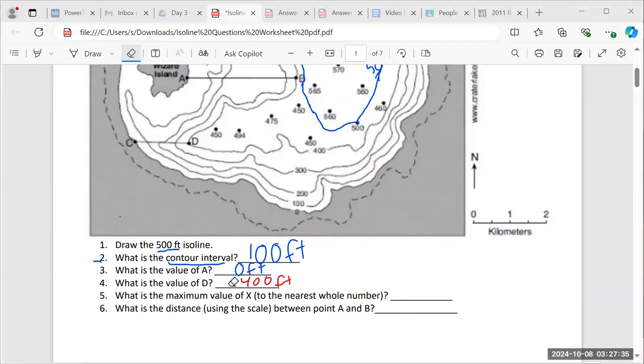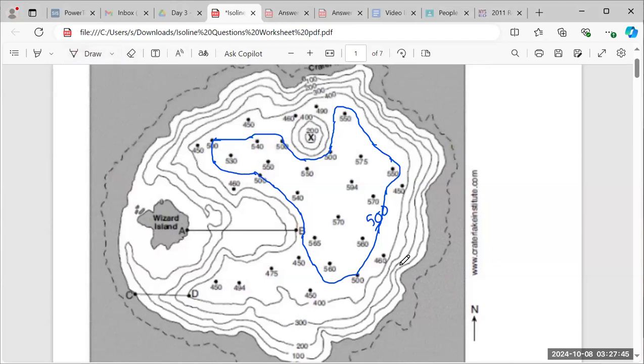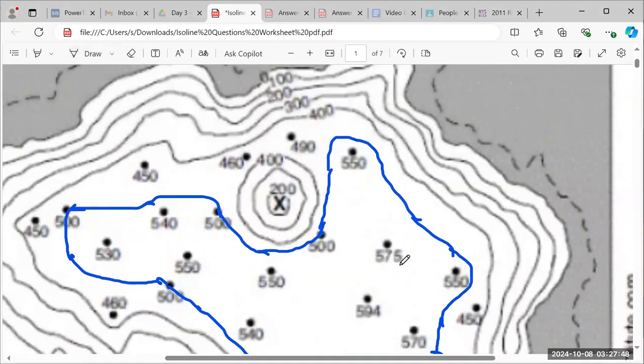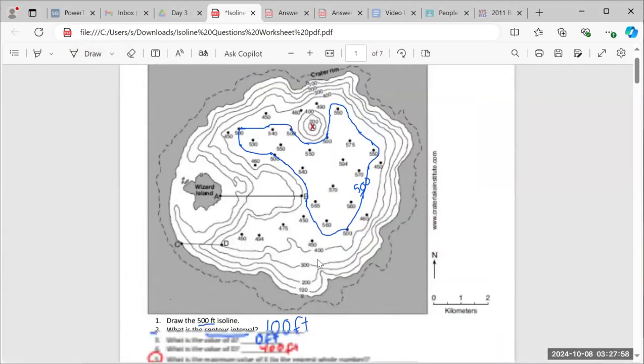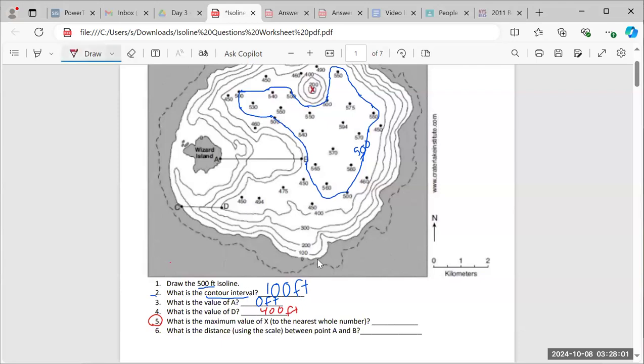All right, we're looking at number 5. What is the maximum value of x to the nearest whole number? When I'm looking, we're talking about right here. What is the maximum value of x right here? Well, one of the things we have to remember is the contour interval that we learned. The contour interval is 100 feet. That means the lines are either increasing or decreasing by how much? 100 feet. We with me so far?